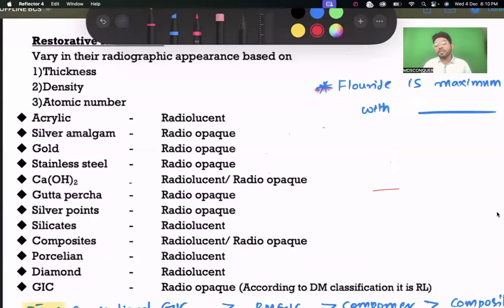The radiographic appearance of various restorative materials depends upon the following properties. One is the thickness of the restorative material that is used. The second one is the density. We have density values, right? The third one is atomic number. Basing upon these three features of a particular restorative material, their radiographic appearance can be determined.